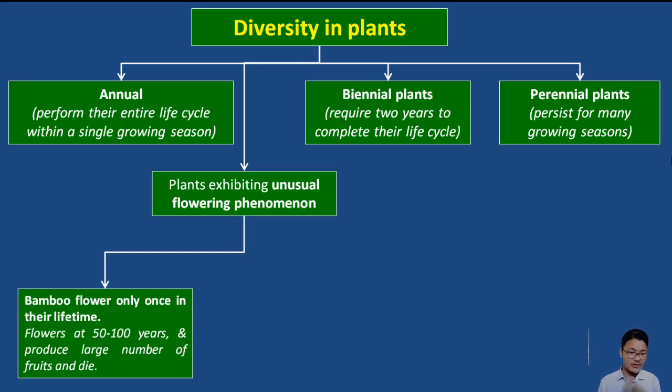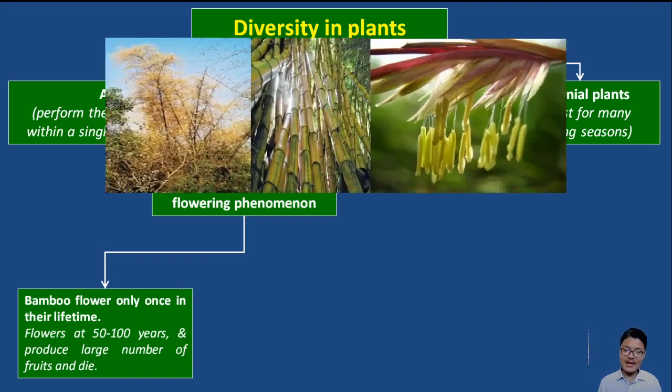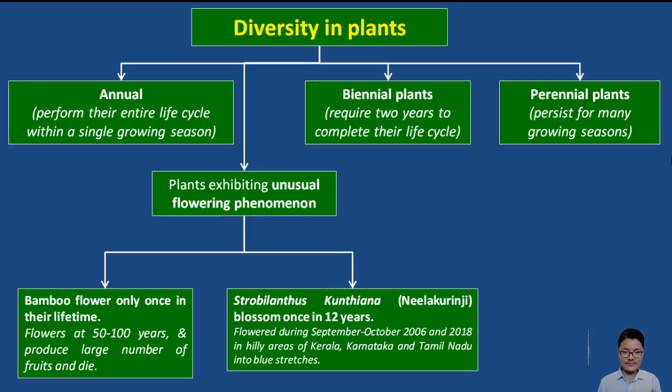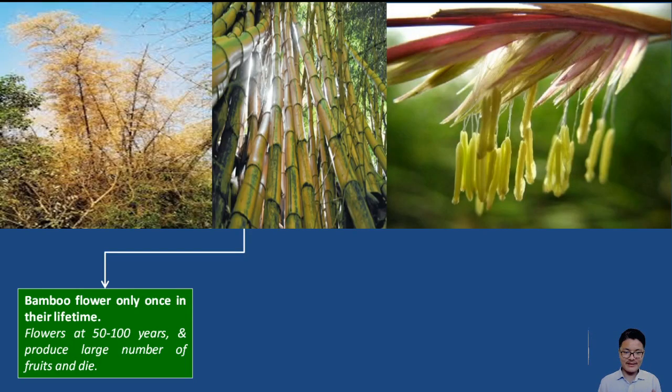After flowering, they produce a large number of fruits, and after that they die. So at the age of around, say, 50 to 100 years, they'll produce one flower. They hardly flower many times; only once in their lifetime they flower and they die. Likewise, this is bamboo, so you can see the picture of bamboo. Bamboo, right? All of you know. Once they flower, they produce a large number of flowers and they die.